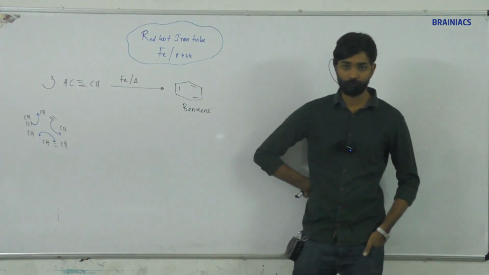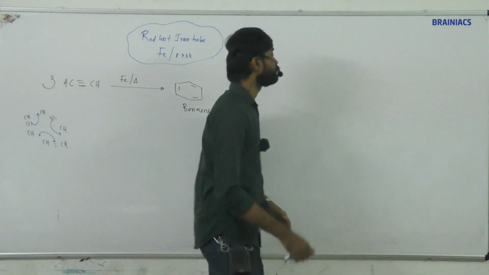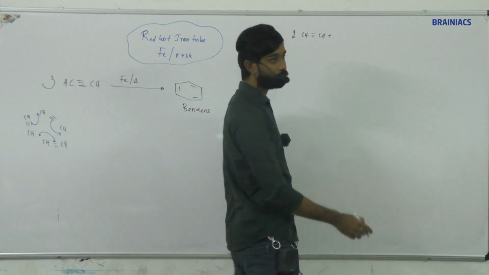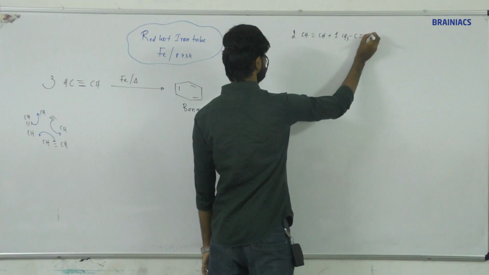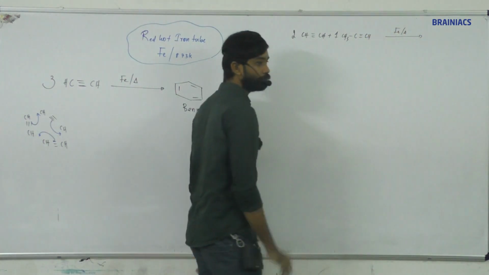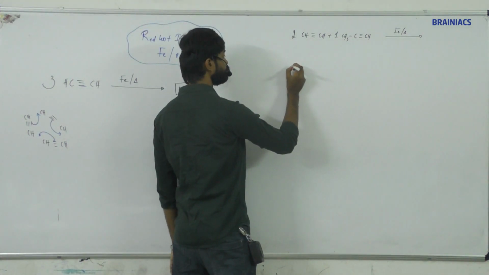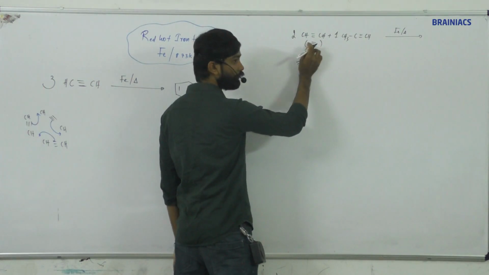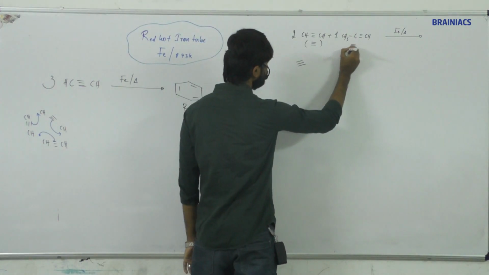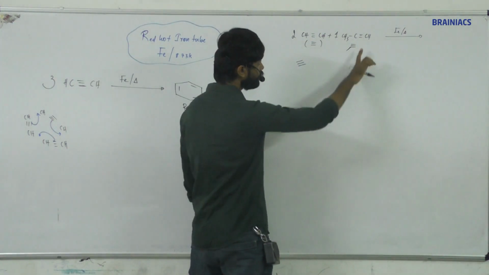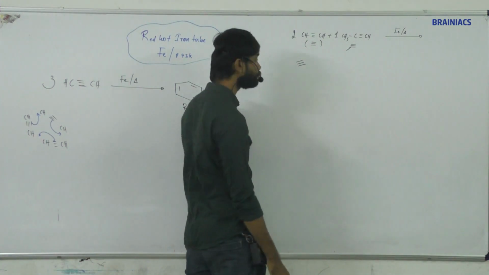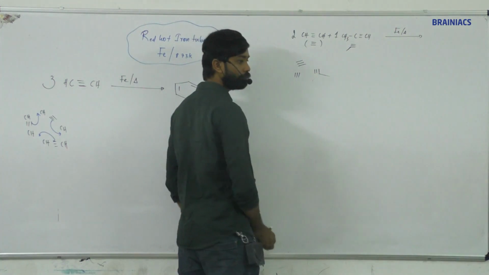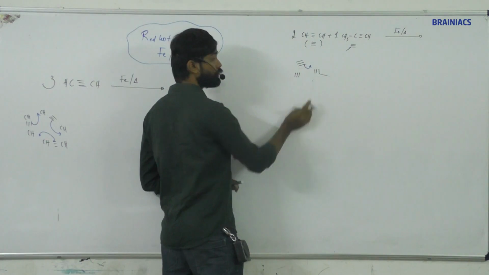So this example is given in your textbook. We can have more. If I have two equivalents of acetylene and one equivalent of propyne, passed through red hot iron tube, what happens? Let me show acetylene like this, here we have CH, and propyne like this, CH, C, CH3. So we have 2 molecules of acetylene with a single molecule of propyne. It undergoes cyclic polymerization.